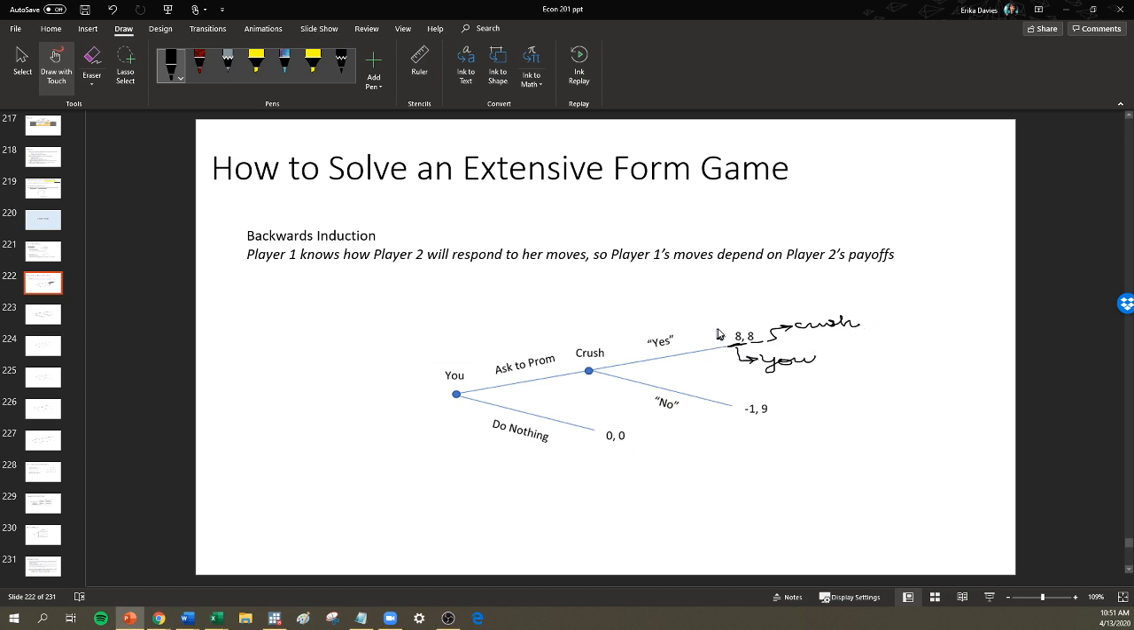And this is the same for every game tree you'll ever see. The first number is the utility that the first mover will get, and the second number is the utility that the second mover will get. You can see that here we've got these big blue nodes with the name of a mover above them. That shows a fork in the road at which this player will have to make a decision. So in this game, the first mover is you, and you have two options. You can ask your crush to prom, or you can do nothing.